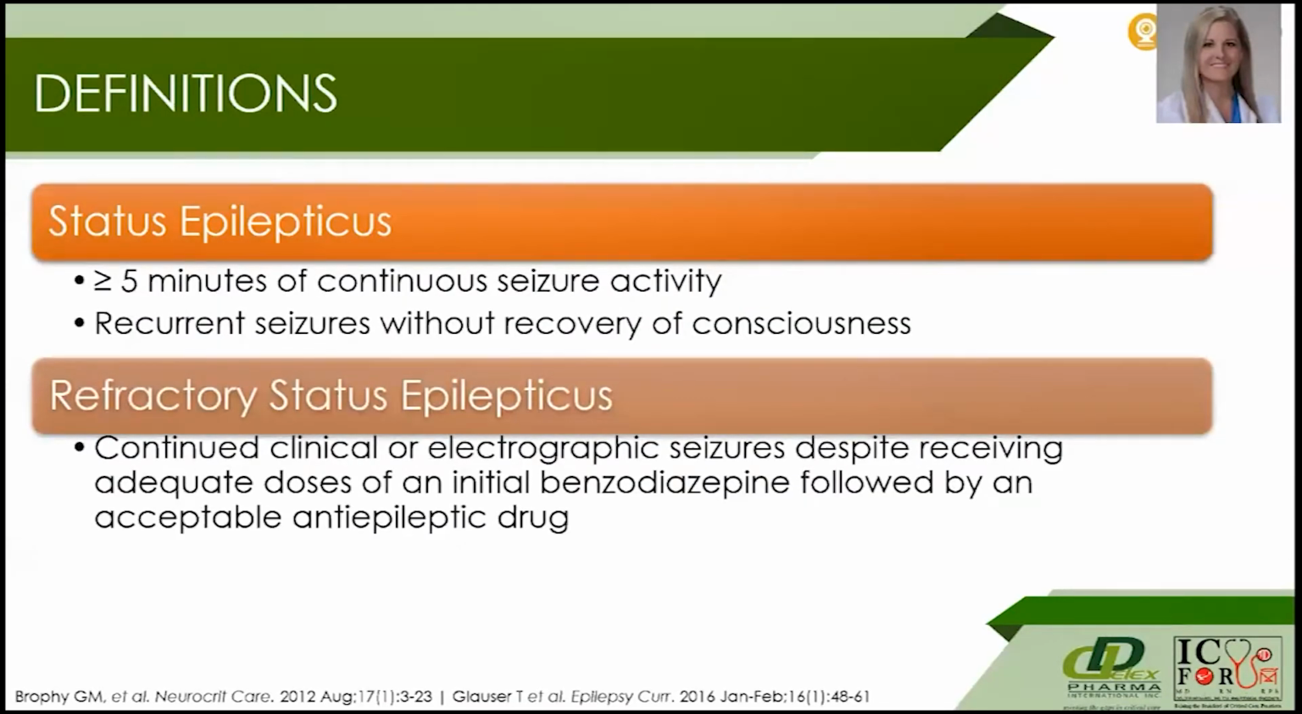Guidelines have done away with assigning a time to the definition of refractory status. There are two guidelines, one published by the American Epilepsy Society and the other by the Neurocritical Care Society. In general, status epilepticus is considered greater than or equal to 5 minutes of continuous seizure activity or recurrent seizures without recovery of consciousness. Refractory status is defined by continued clinical or electrographic seizures despite receiving adequate doses of an initial benzodiazepine followed by acceptable anti-epileptic drugs.